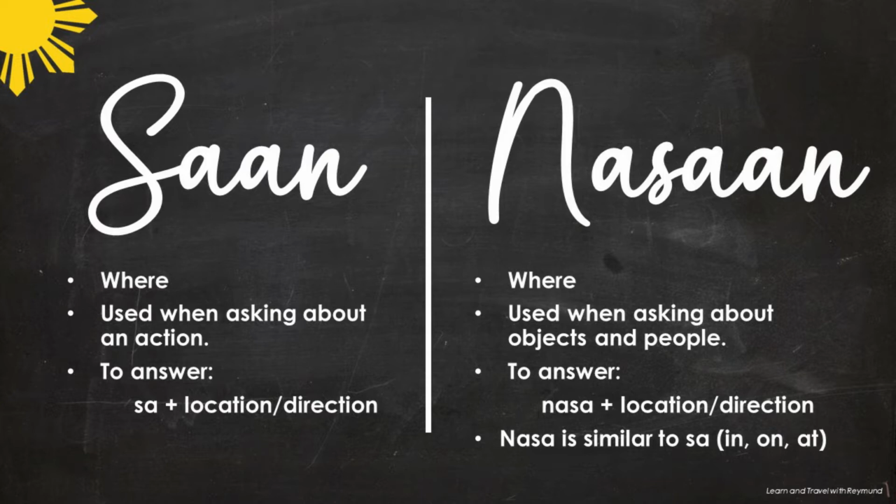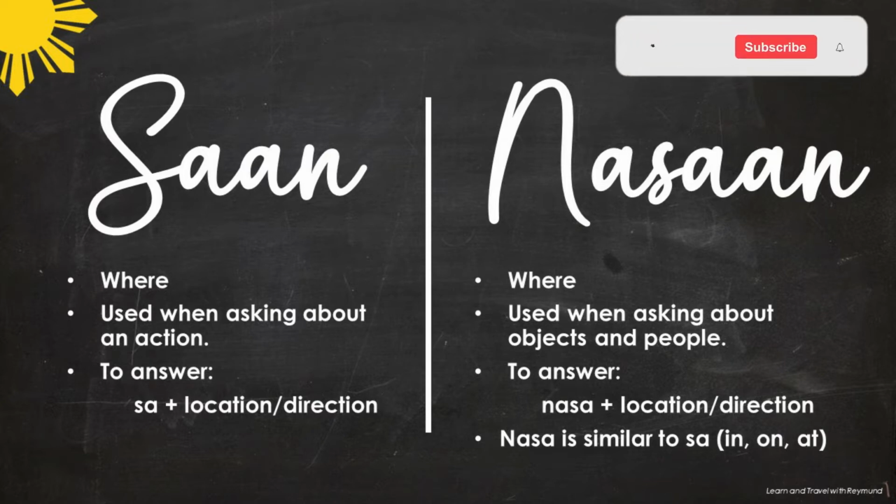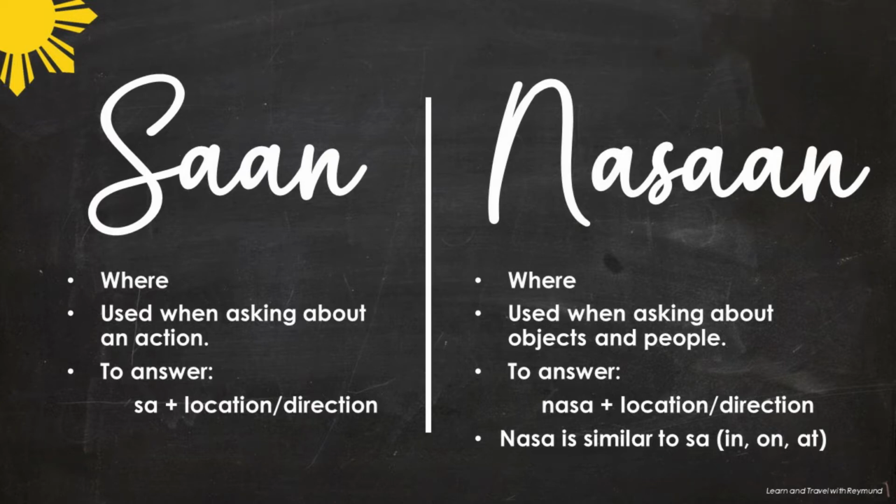And to answer a saan question, the format is to include sa plus the location or the direction. For nasaan, it's also where in English, but it is used when asking about objects and people. Moreover, to answer a nasaan question, you'll have to say nasa plus the location or the direction. And when we say nasa, it is similar to sa, and it means in, on, or at.